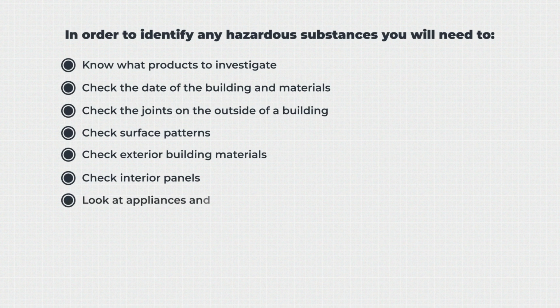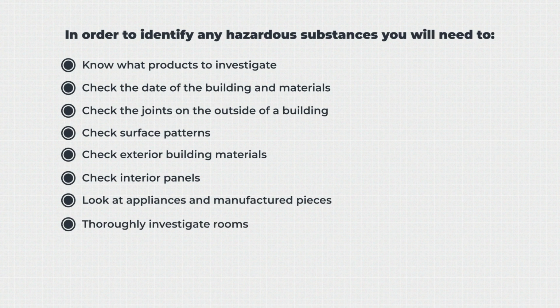Look at appliances and manufactured pieces such as ducts, flues, and window putty. Thoroughly investigate rooms that are more susceptible to the use of asbestos. Bathrooms and basements may contain sealants with ACMs. Look for manufacturer labels. The letter codes AC will confirm the presence of asbestos, whereas NC proves it's not present.